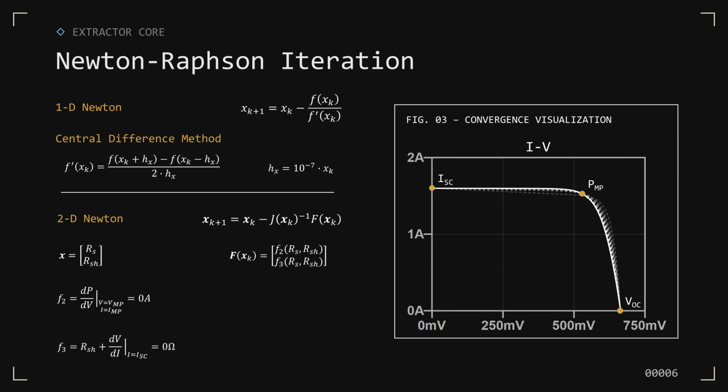We made sure that both of these are written in residual form, and the solver is going to adjust Rs and RSH until both residuals equal 0. The Jacobian is a matrix that contains the partial derivatives of each function with respect to each variable. It's the matrix of how each residual responds to each unknown. For a two unknown, two residual system, we end up with a 2x2 matrix. So let's go through computing the actual partial derivatives.